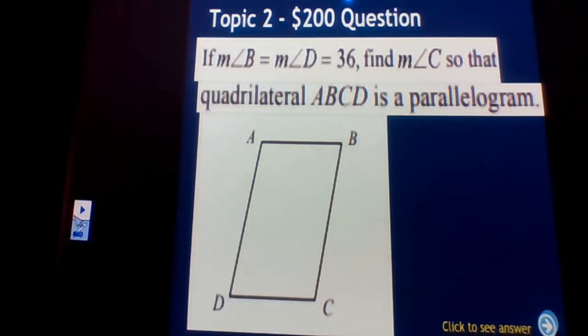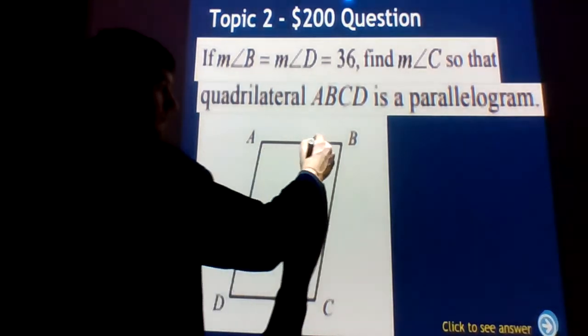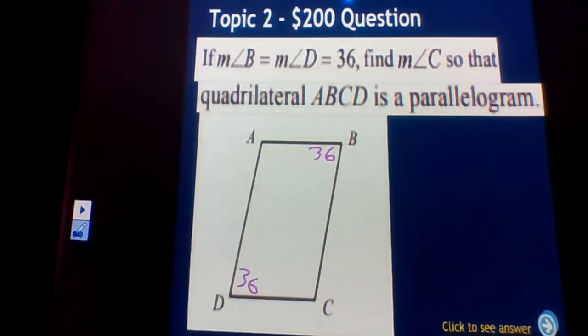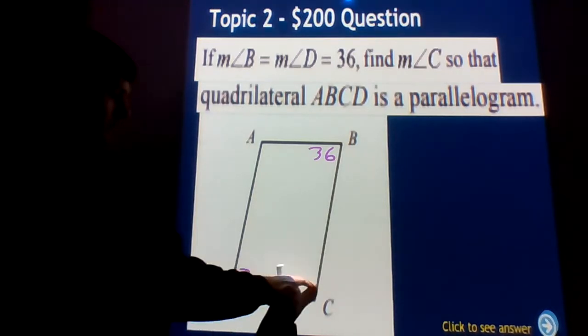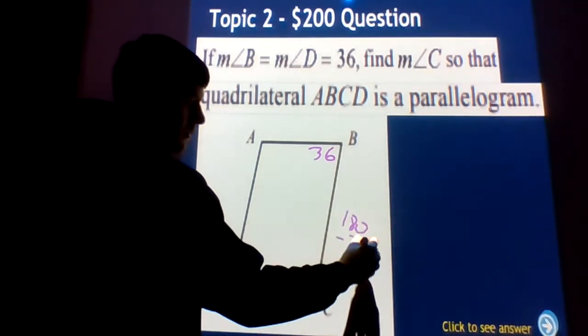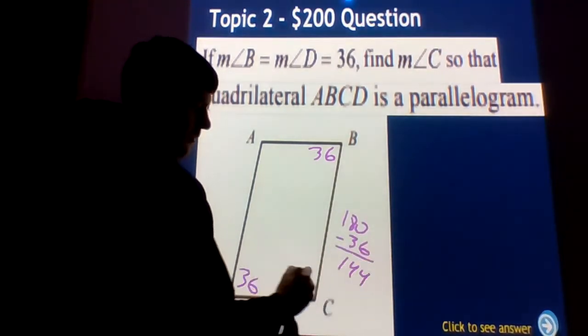Okay, measure of angle B equals the measure of angle D. 36, so we have 36 and 36. Well, it's a parallelogram, so we know consecutive angles are supplementary. So 180 minus 36 is going to be 144.